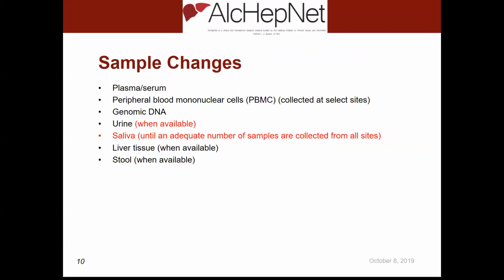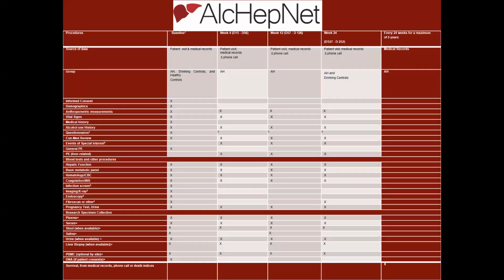Moving forward, sample changes: we made urine when available, and saliva. We've added that to samples that you will collect. We'll only collect until an adequate number of samples are collected from all sites. So urine, liver tissue, and stool are now all when available, and saliva will be collected at day 0 and day 90. This is just an updated chart showing that you collect saliva at baseline and day 90.